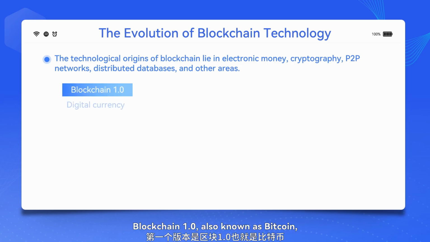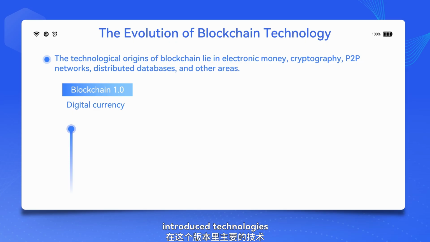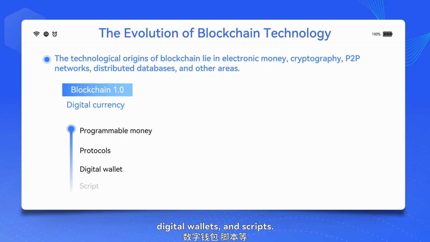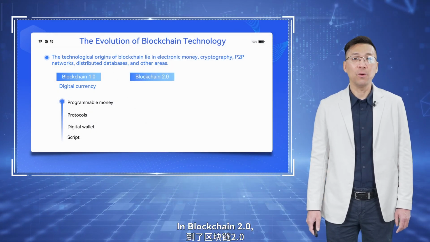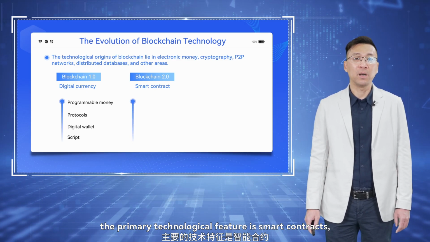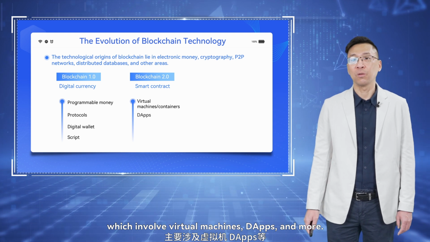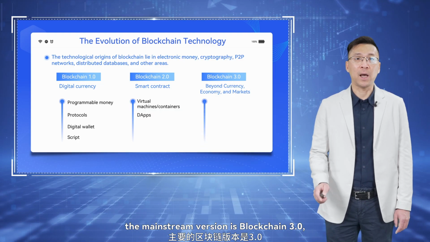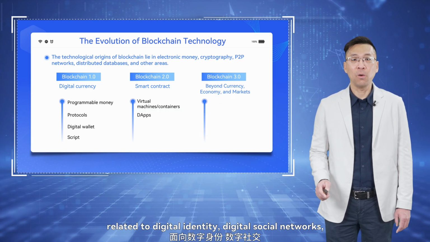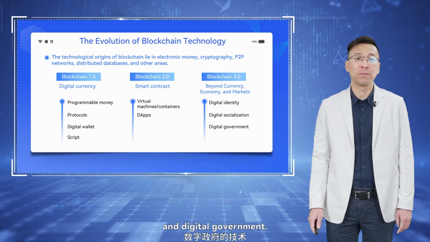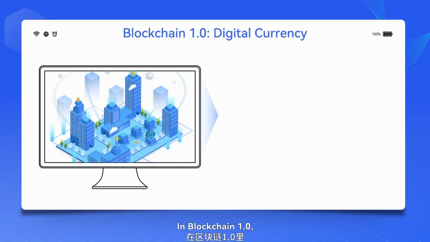Blockchain 1.0, also known as Bitcoin, introduced technologies such as programmable money, protocols, digital wallets, and scripts. In Blockchain 2.0, the primary technological feature is smart contracts, which involve virtual machines, dApps, and more. Currently, the mainstream version is Blockchain 3.0, which focuses on technologies related to digital identity, digital social networks, and digital government.